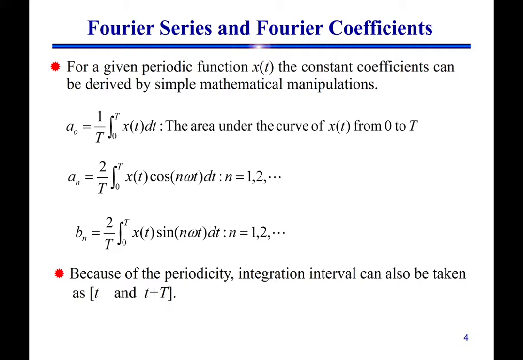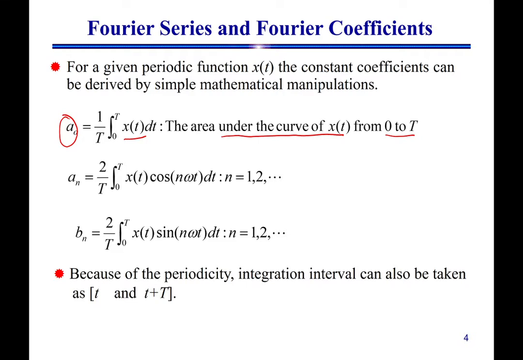Therefore, for a given periodic function, the constant coefficients can be derived by simple mathematical manipulation, where the DC component, which represents the area under the curve from 0 to T, will be equal to the integration of the function from 0 to T, multiplied by 1 over T.